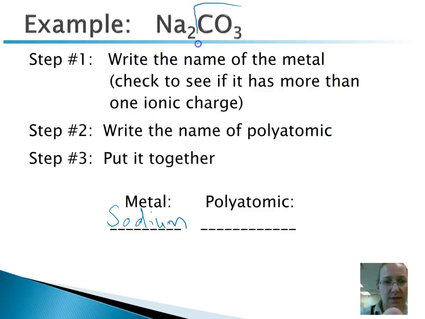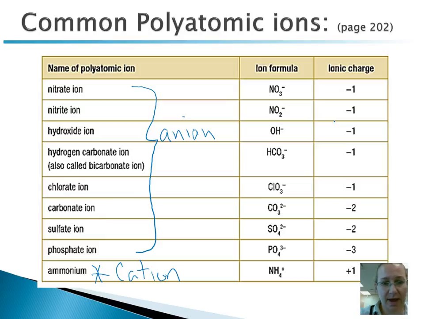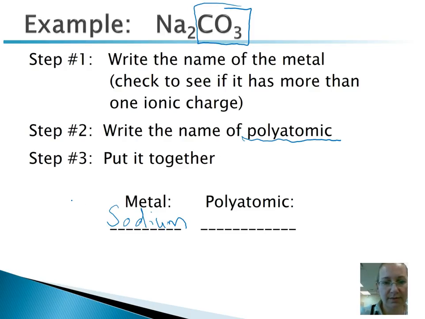Now, CO3, I can see, is made up of more than one element. So I know it's coming from the polyatomic chart that hopefully you just wrote down. If you can't remember, I'm going to flip back. CO3 is carbonate. So all I have to do is name it carbonate. Nothing changes, we just write the whole name of that ion, carbonate. So the name of this compound is sodium carbonate. Let's try another one.